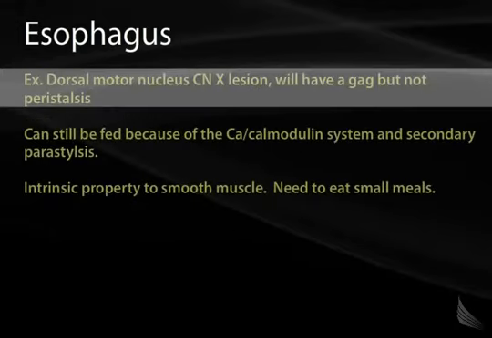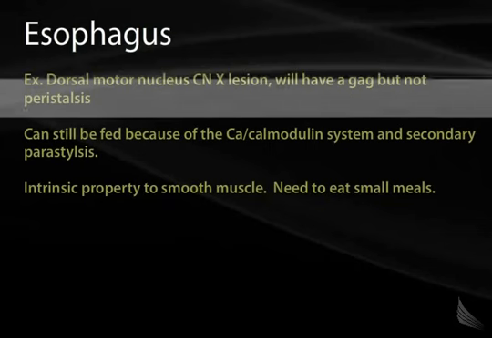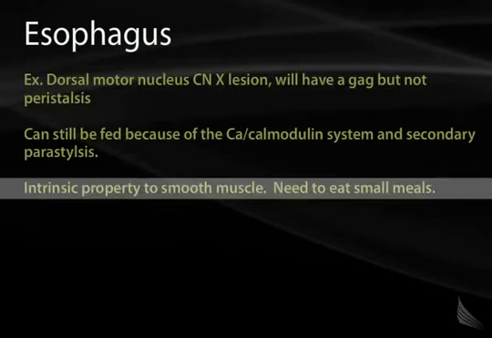Lesions of the dorsal motor nucleus affecting cranial nerve 10 will have a gag but not peristalsis. These patients can still be fed because of the intrinsic property of smooth muscle, peristalsis. This results in waves of secondary peristalsis propelling food down the esophagus into the stomach. These patients, however, will need to eat smaller meals as there is no primary peristalsis occurring.